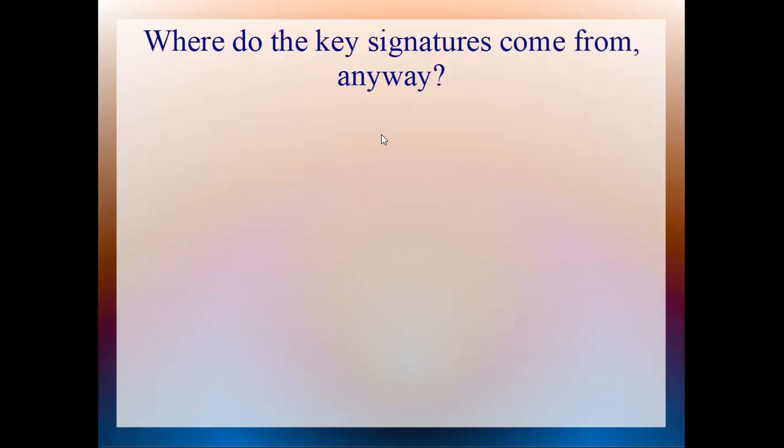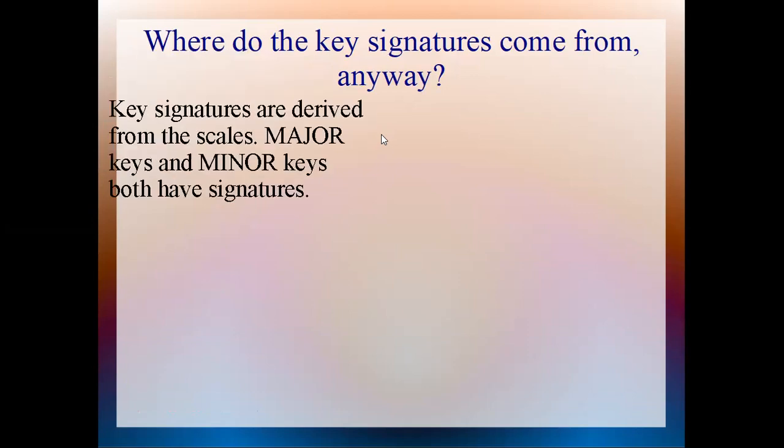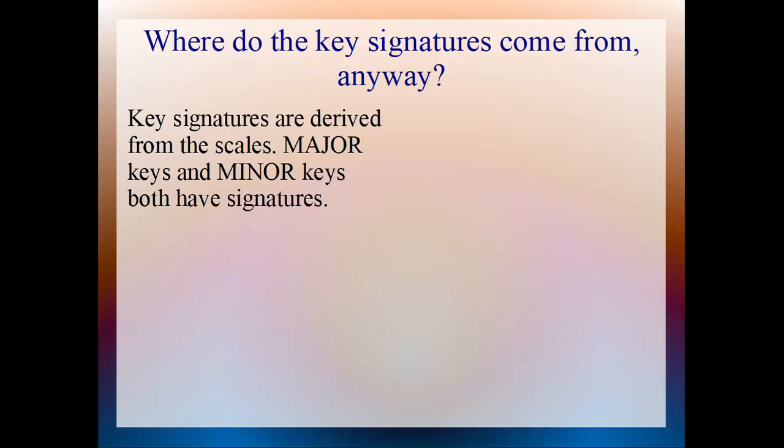Where do the key signatures come from? Where do we get these things? What do they mean? How do they help us? Key signatures are derived from the scales, those scales that you worked on last week on how to create. That's where we get them. Major keys and minor keys both have key signatures. We're only going to be discussing the major key signatures today.